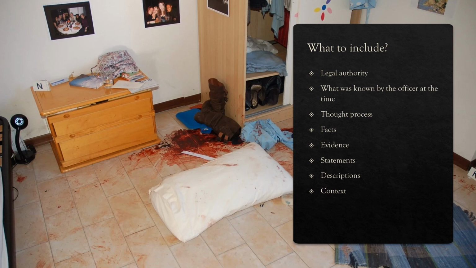Also, what was known by the officer at the time. A lot of police thought processes, especially when we get into use of force, depend on the police officer's intent and thought process and what was known in the moment. What facts are known and available to the officer about the incident? What evidence supports the investigation of the crime? That comes from a lot of statements made by witnesses or the suspect themselves through the course of the investigation.